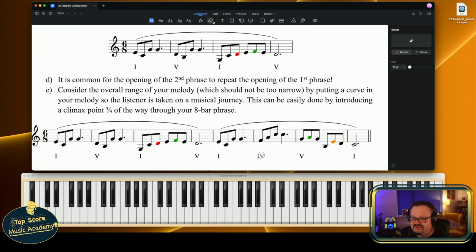I've also introduced a new harmony. That's why I've got chord 4 there as well. So that should just sort of indicate a little change, something new has happened here, compared to all the tonic dominant harmony we've already had.